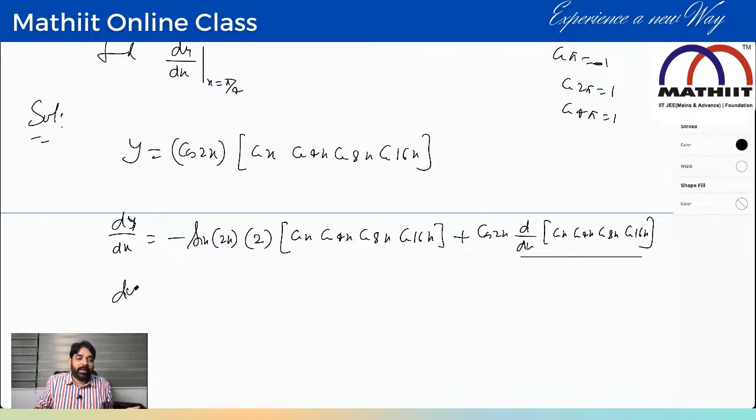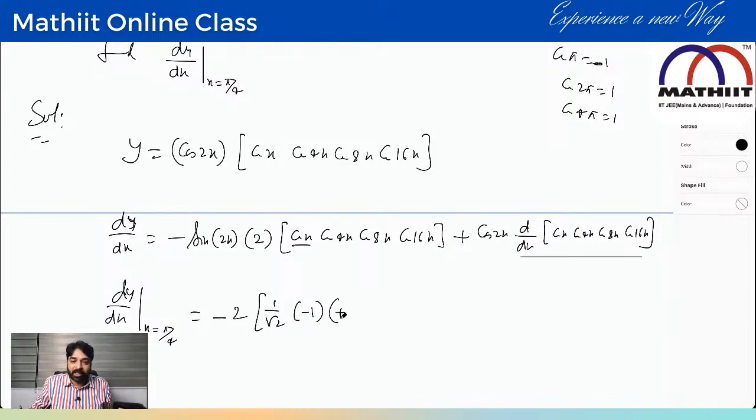So dy by dx at x equal to pi by 4, I will put pi by 4 here. So sine pi by 2, that is 1. So minus 2 here, and cos pi by 4 will come. Cos pi by 4, how much? 1 by root 2, into cos pi by 4. That is, cos 4 into pi by 4 means cos pi, that is minus 1. Cos 8 into pi by 4 means cos 2 pi, that is plus 1. Cos 16 into pi by 4 means cos 4 pi, that is also plus 1.